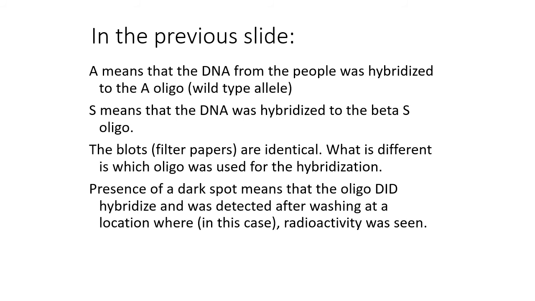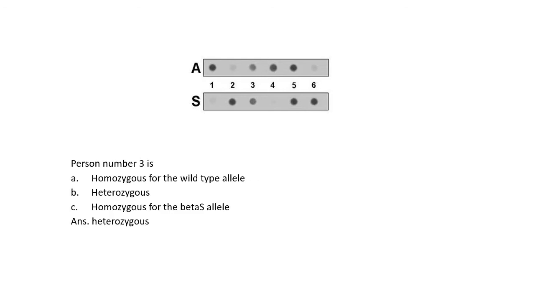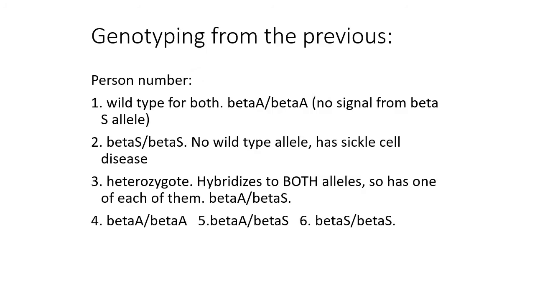Right, so the A means it was wild type, S means it was beta S, and the filters are identical, right? What's different is which oligo was used for the hybridization. Okay. Person number 3 is heterozygous. Their DNA hybridizes to both of those oligos. So they've got one of each, one from mom and one from dad. Okay. So we can go through all these and genotype them as far as who's got which: if you're homozygous, heterozygous, or homozygous for the other allele.